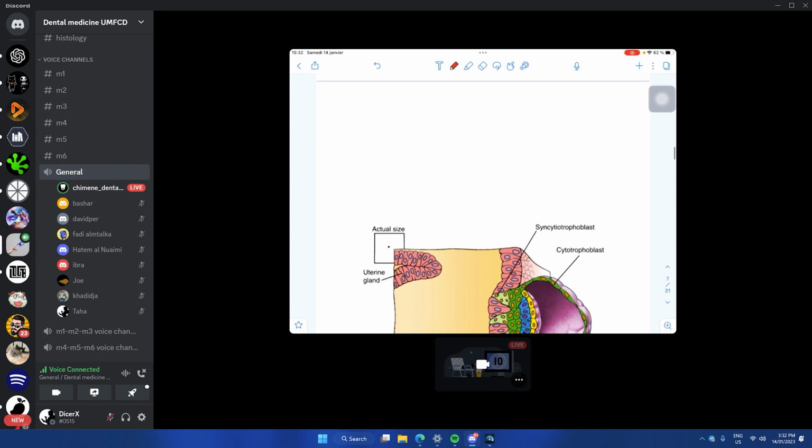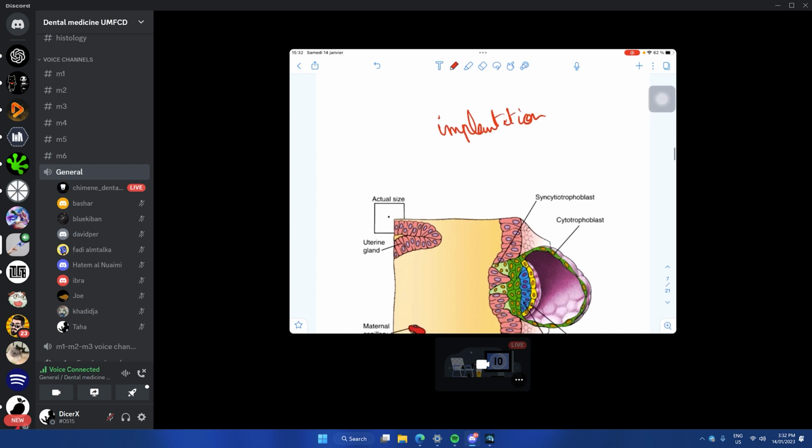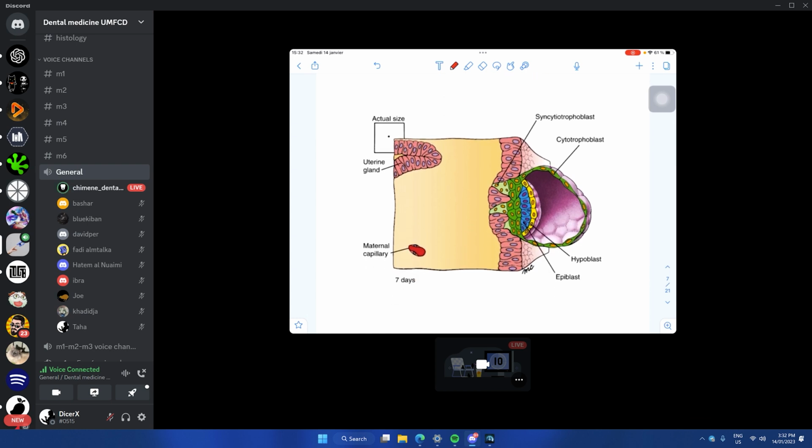Here's a very fair picture of implantation. Those pictures are for the implantation, so the process of it. Let me just check my notes because I have some main information I have to tell you about. So this is the blastocyst first of all. This whole cell is the blastocyst.